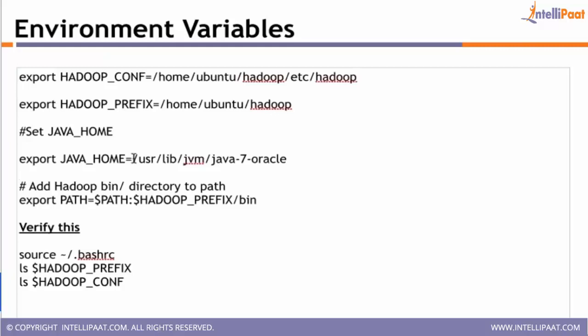And you have installed Java. Java is installed in /usr/lib/jvm, Java 7 Oracle. So this is the location. So you have to add all this information into your bashrc, so that whenever you use these environmental variables, it knows what is the meaning of each variable. It knows that HADOOP_PREFIX means /home/ubuntu/hadoop, and HADOOP_CONF means /home/ubuntu/hadoop/etc/hadoop. Okay, so that is what we have to do.